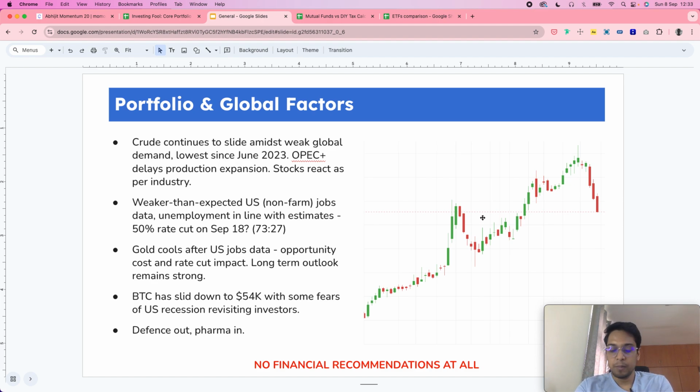We had the weaker than expected US jobs data. This is non-farm payrolls data. Unemployment was in line with estimates, but this has again triggered those familiar fears of the US going into recession. We saw a massive sell-off in Nasdaq and Dow Jones, and some participants, almost 25% of the market, are anticipating a 50 bips rate cut in mid-September, on the 18th.